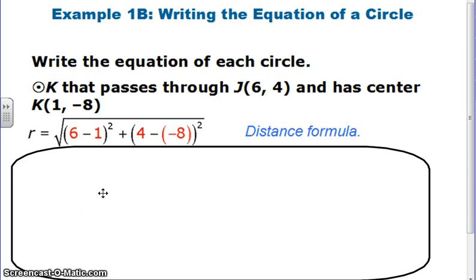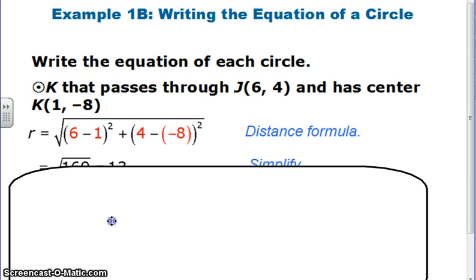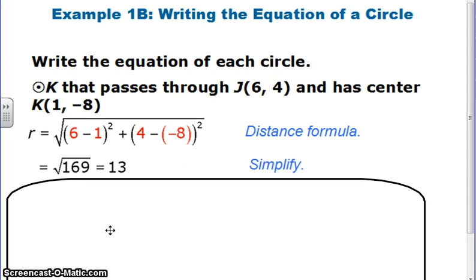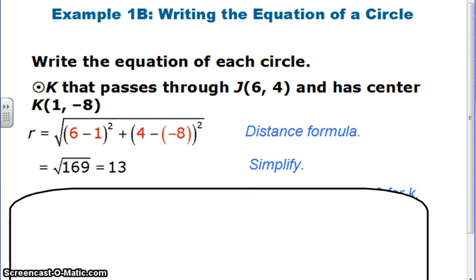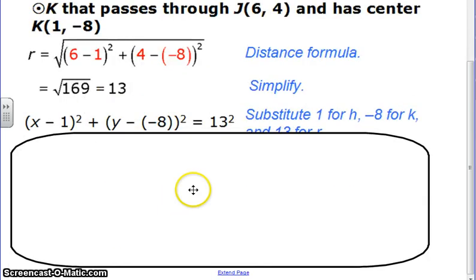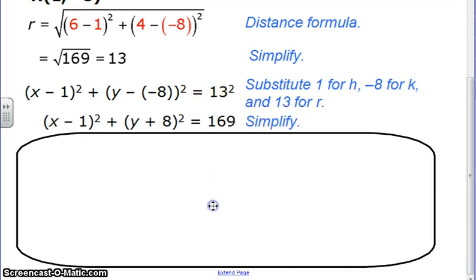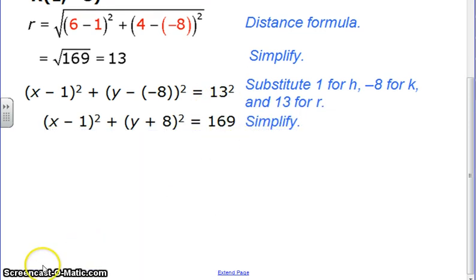Okay, so pause, simplify, come back, check. Very good, you should have 5 squared plus 12 squared. 25 plus 144 is 169, and the square root of 169 is 13. Now that we have the radius, we can substitute that into our circle equation along with the center (1, -8) to get our formula. We substitute 13 squared, and we go right back to 169. And there is the equation for the circle.